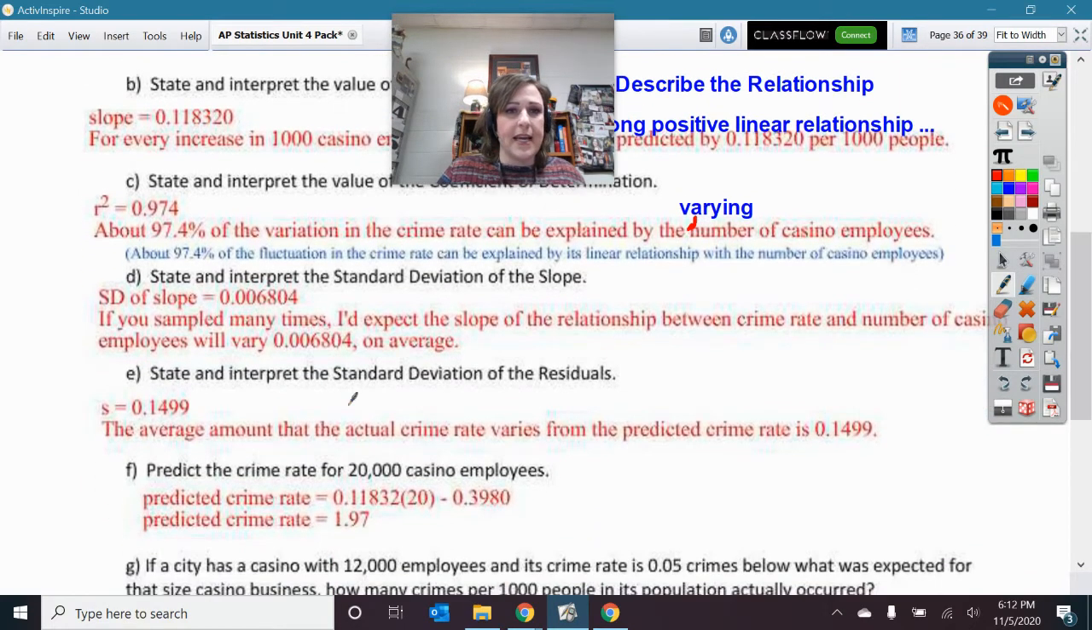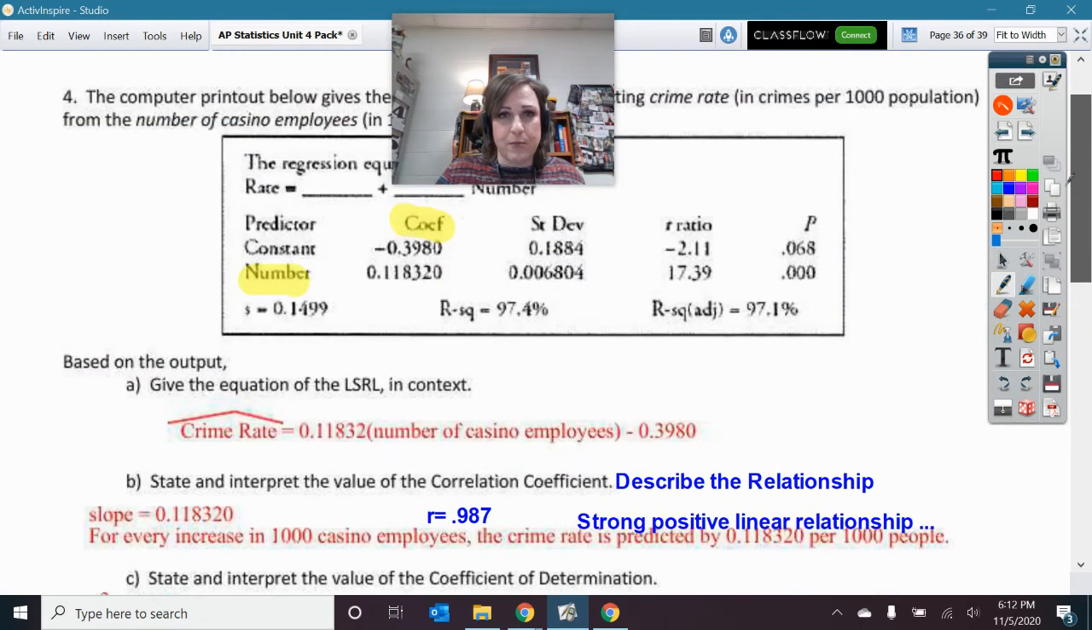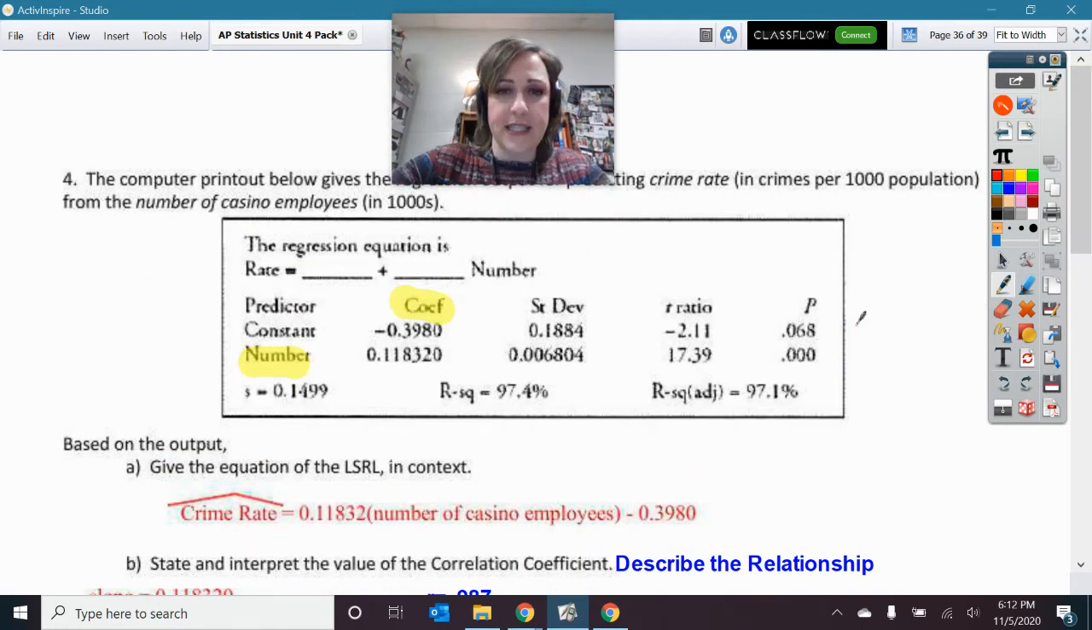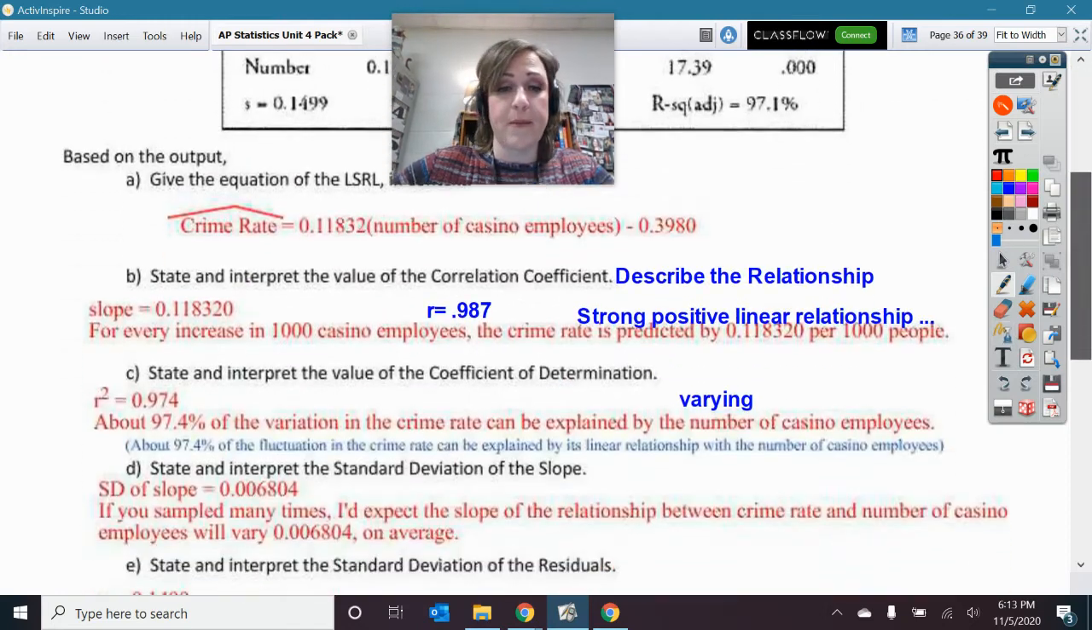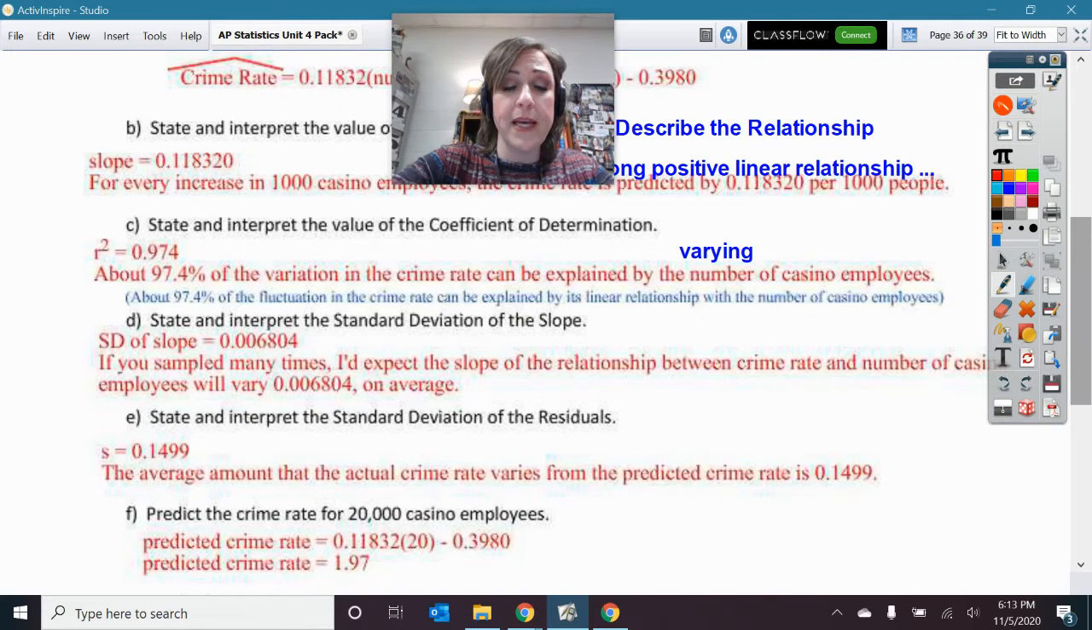Now we have state and interpret the standard deviation of the slope. This one has S standard deviation instead of SE coefficient. But here is that slope line. So that's the standard deviation of the slope. If you sampled many times, I'd expect the slope you find of the relation between crime rate and number of casino employees will vary about this much on average.